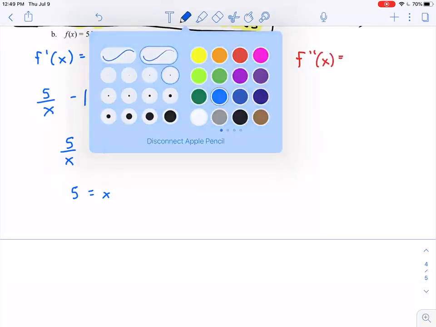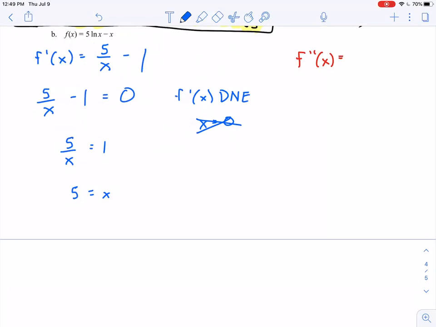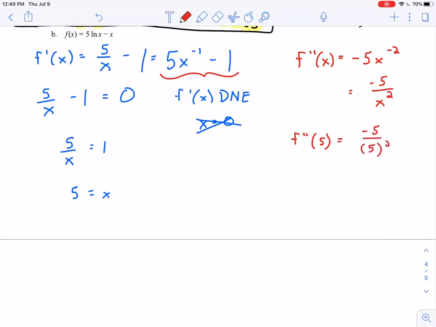And right now, as it's currently written, I would need to use the quotient rule. I don't really want to do that, so let me rewrite it. This is 5x to the minus 1 minus 1. So I want the derivative of this function. This would be negative 5x to the negative 2 power. Derivative of negative 1, that's just 0. So really, negative 5 over x squared. We'll take the critical number that we found, which is 5, plug that into our second derivative, so f double prime of 5 is negative 5 over 5 squared, which would end up being negative 1/5.